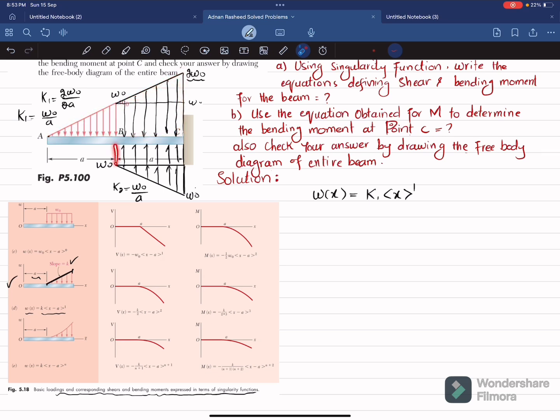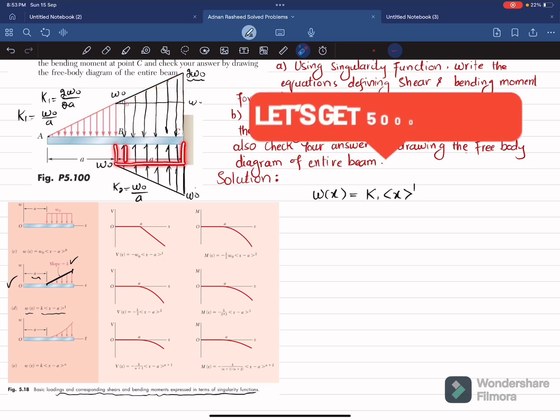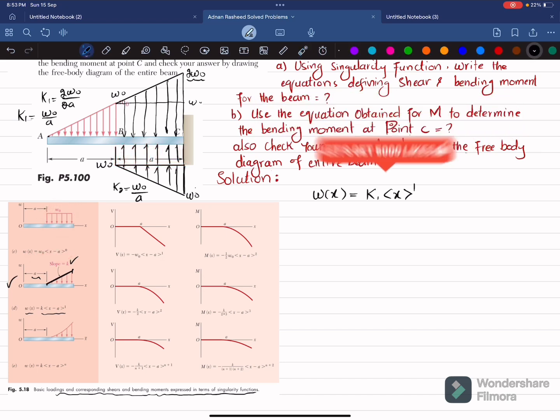Now here you can see we have a distributed load in upward direction, clear. So for distributed load we have this equation. W is downward, so this is positive, so here I will write negative because here the load W naught is upward. So minus W naught into x minus A power 0 because A is this one.